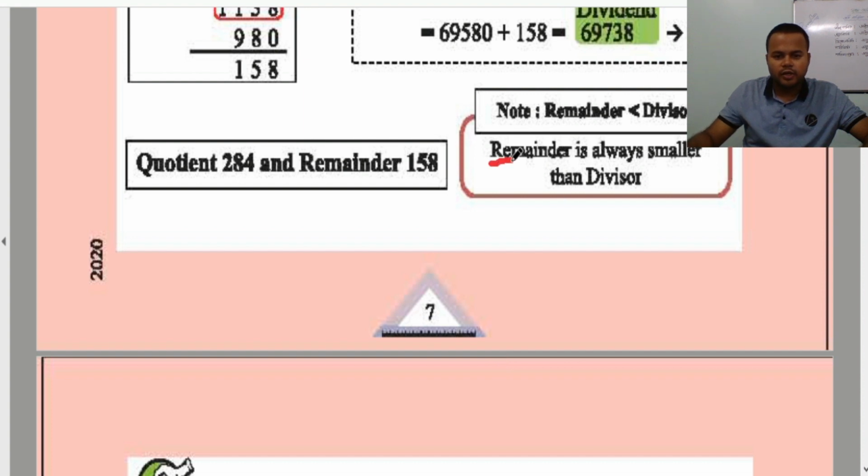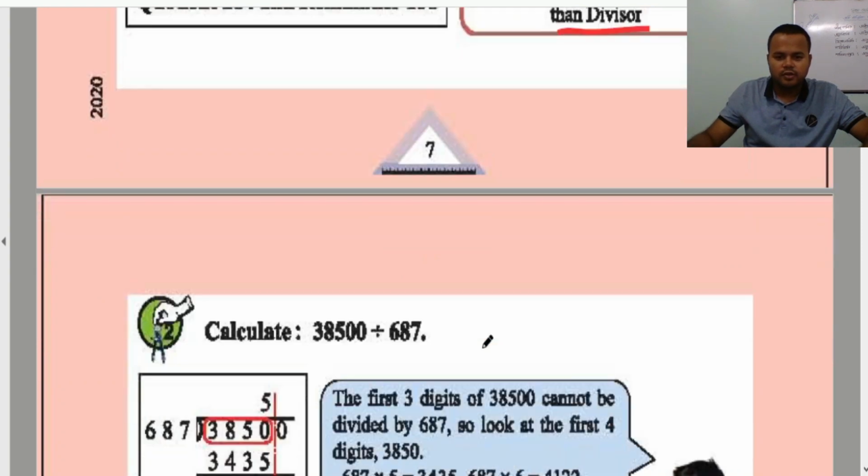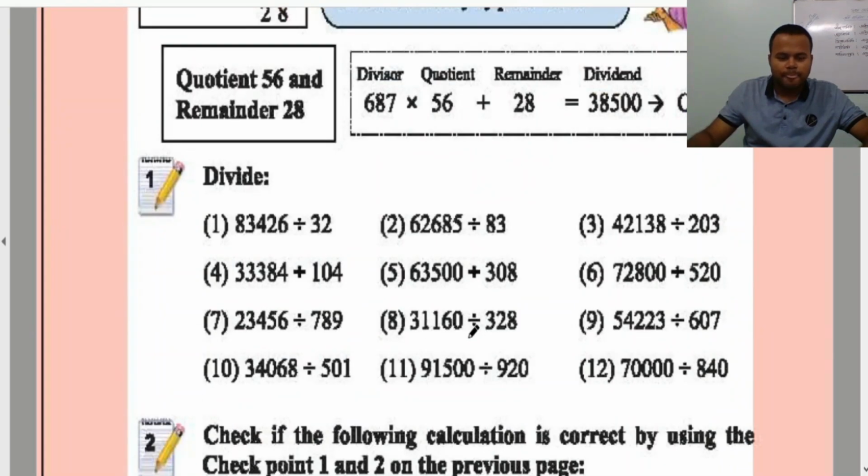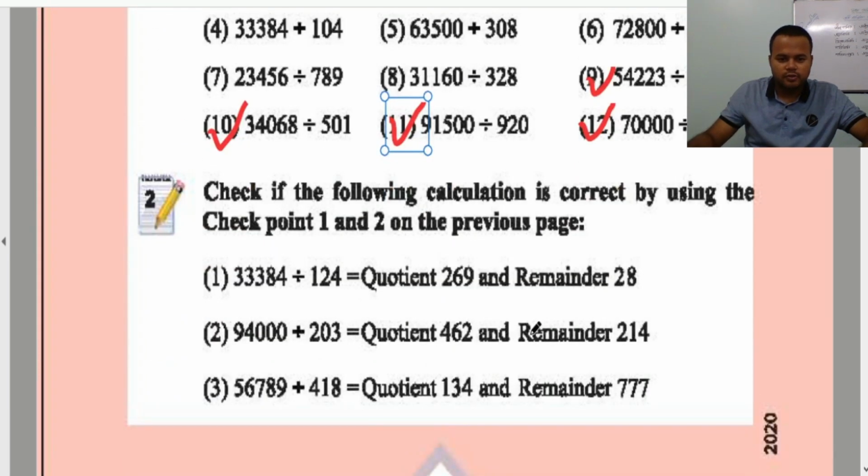And here the remainder is always smaller than the divisor. Okay, now from question number 1, just practice at home numbers 9, 10, 11, 12. Okay, these are for your practice. And here number 1, number 3.